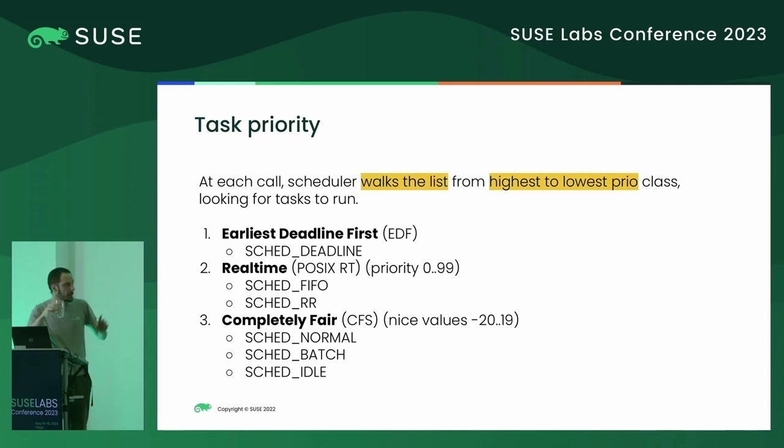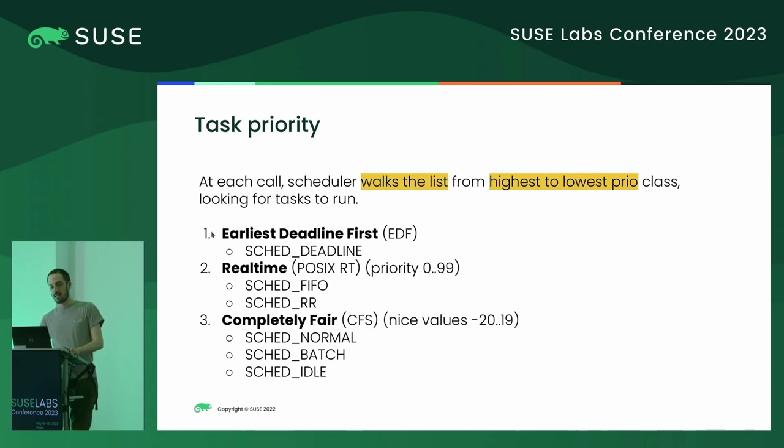So the hierarchy that we are looking at concerns the priority of a task, how urgent it is that a task run. I have ignored two classes, but they are not very interesting, the stop class and the idle class. But those three are where our user mode task or kernel thread will be. The one that has the highest priority is earliest deadline first. It is essentially a real-time policy, but whatever. It's the one with the highest priority. Then we have this other real-time thing, which is not as sophisticated as SCHED_DEADLINE. And then we have CFS.